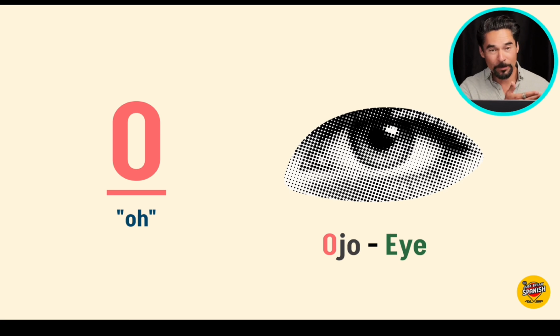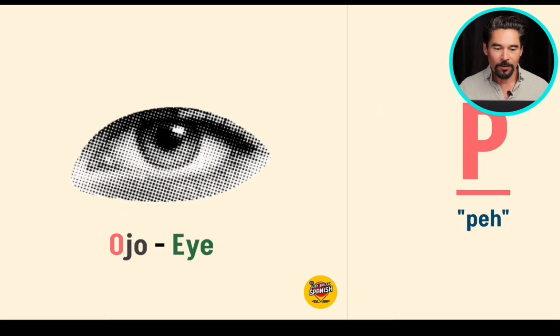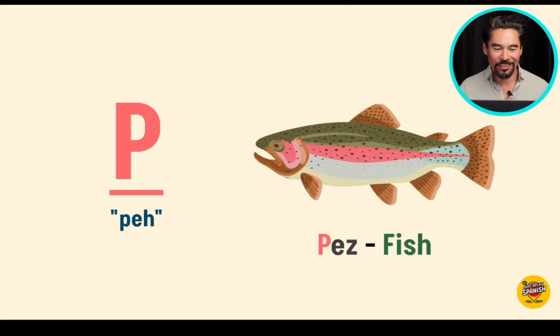Fantastic. Let's move on to O. We already talked about it at the beginning, the vowel O. It's a very clean O sound, as in ojo. Ojo. Okay, eye. If I was saying eyes in plural, it would be ojos. But just one eye is ojo. See, and we're pronouncing both O's. Very well.